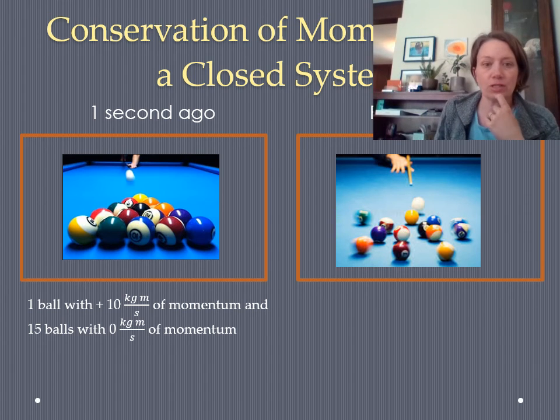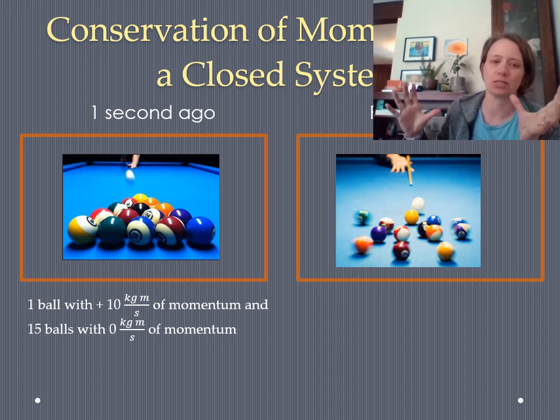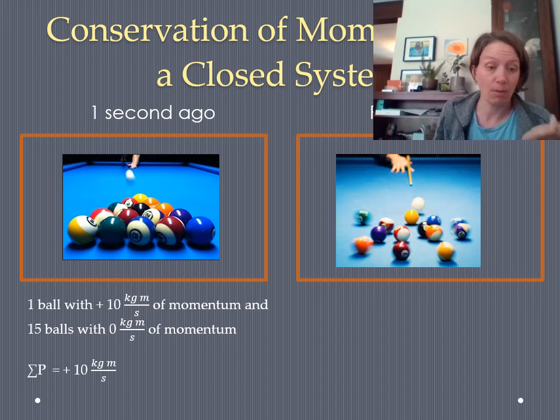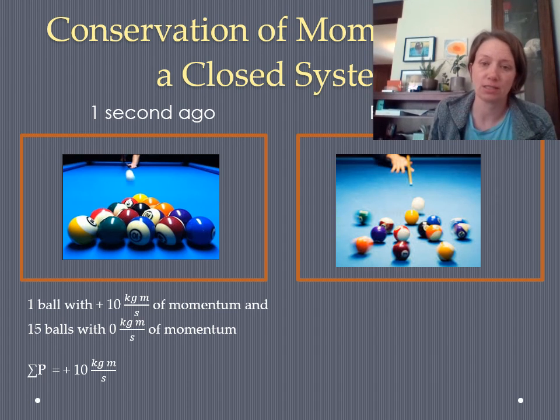But when you are interested in this conservation as a system, you have to consider everything in the whole system. So we have to add together the 10 plus 15 zeros, and you can come up with a sigma p, or a total momentum in this system, of 10 kilogram meters every second. Now, because momentum is a conserved variable, whatever momentum was in the system a second ago, the same momentum has to exist in the system at every moment in time in the future.